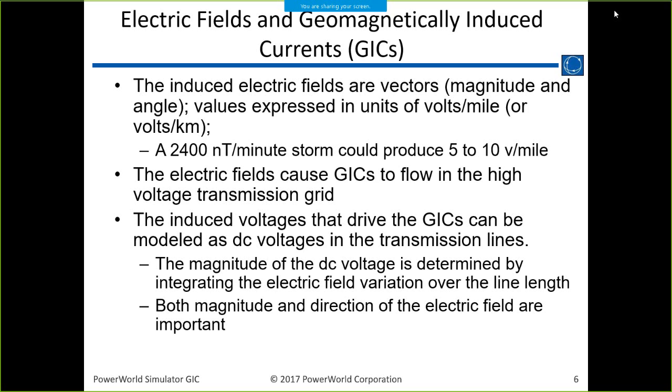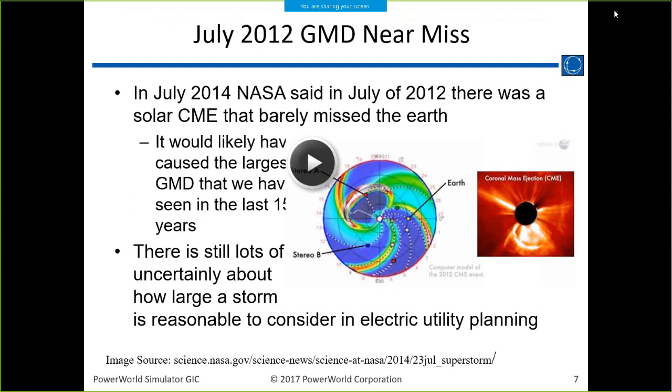Because what we'll see is the GICs are pretty much a DC system response. And if you remember back to circuits class, DC system responses are linear. So if you double the size of the assumed electric field, you double the GICs. Triple it, you triple them. So it's a linear response. So how big the electric field is a key issue, and it's not known for sure.